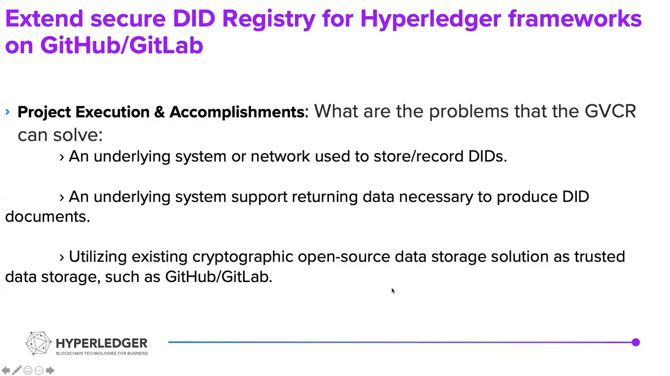Okay, so this is one of the problems that our GVCR can solve. We use a system to store and record the DIDs, and also we're going to support the resolving data, which is to produce the DID document. And also we use some existing cryptographic open source data storage solution to store as the trusted data solution. So here we use GitHub.